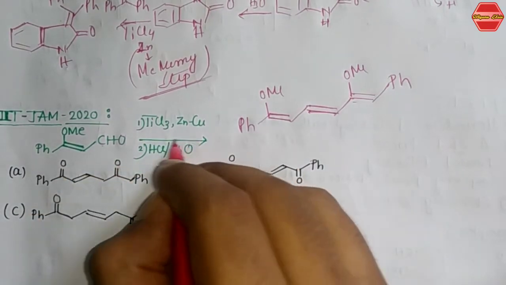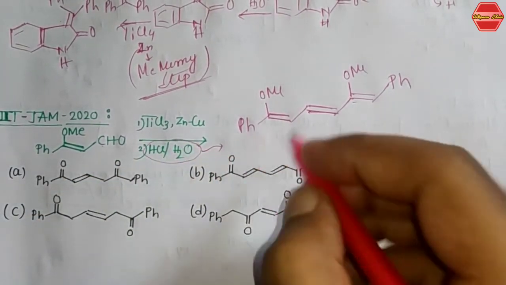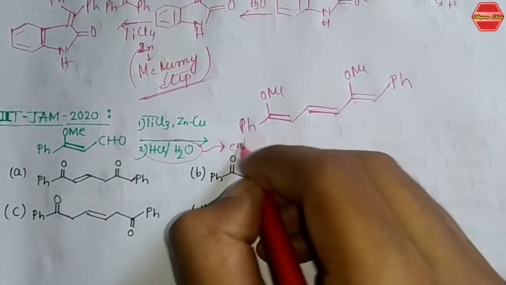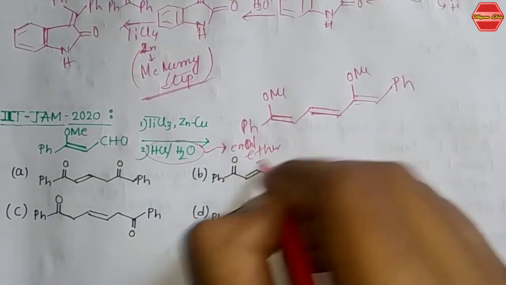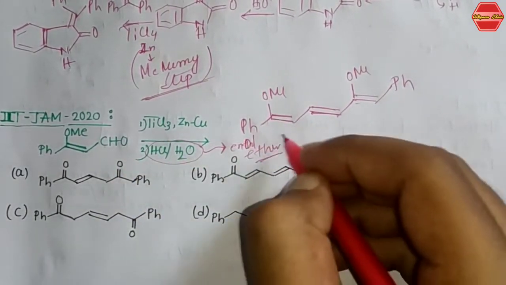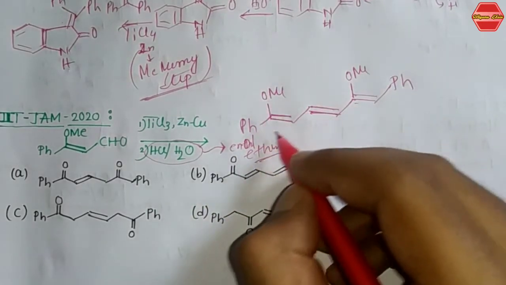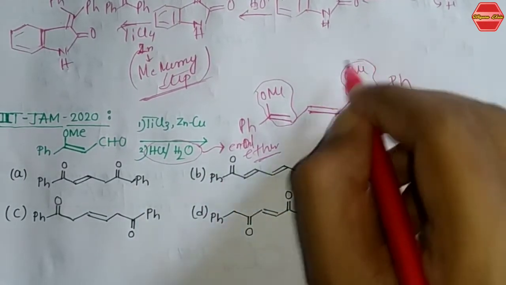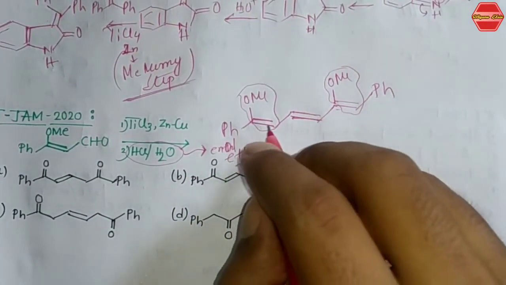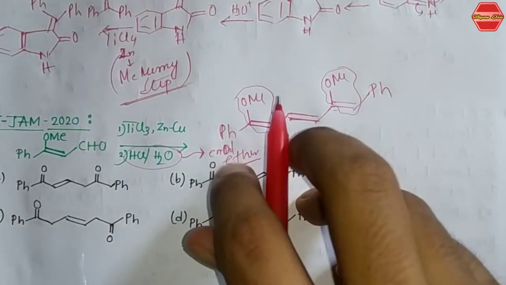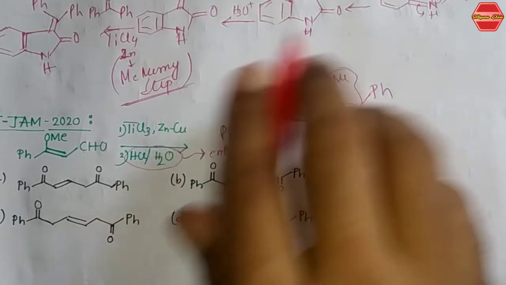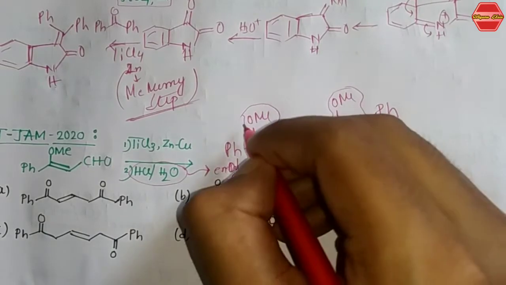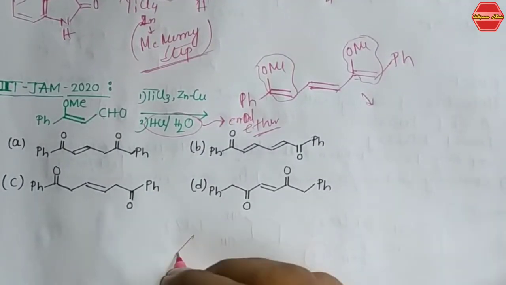Now this step is very much important, and if you see any system that has an enol ether, then this condition can hydrolyze this enol ether system. So as you can see over here, this part is called your enol ether. Similarly this part is also called your enol ether. Now these two enol ethers will be hydrolyzed by using this HCl water condition.